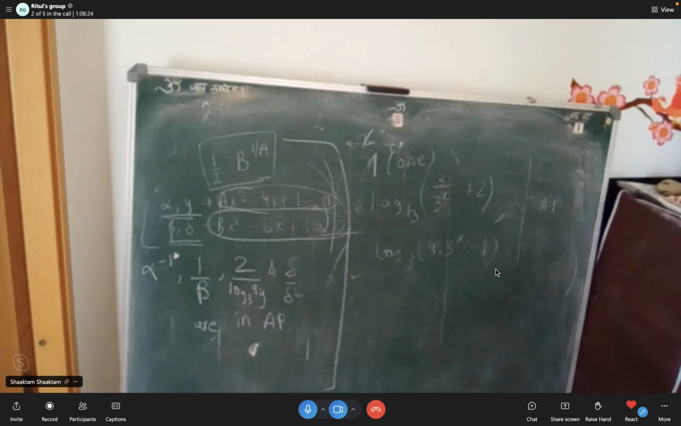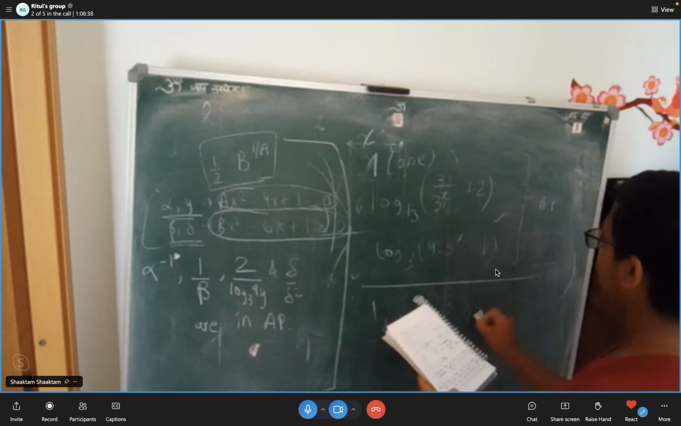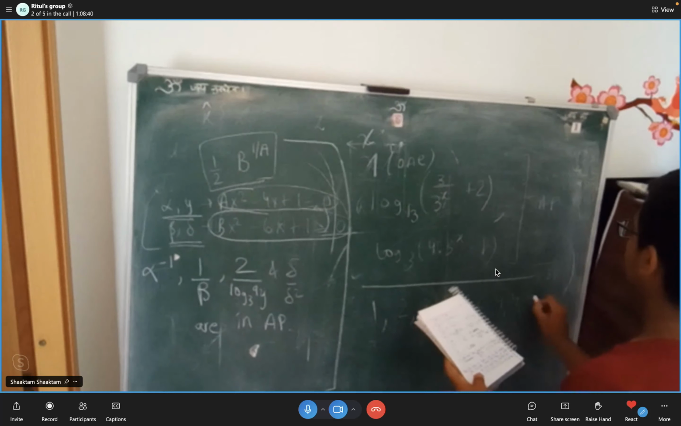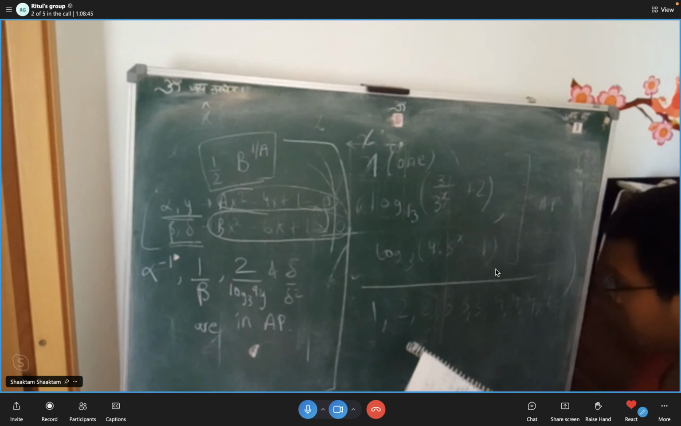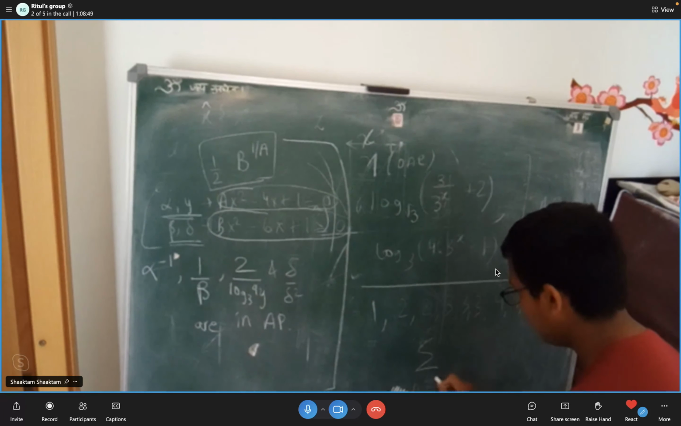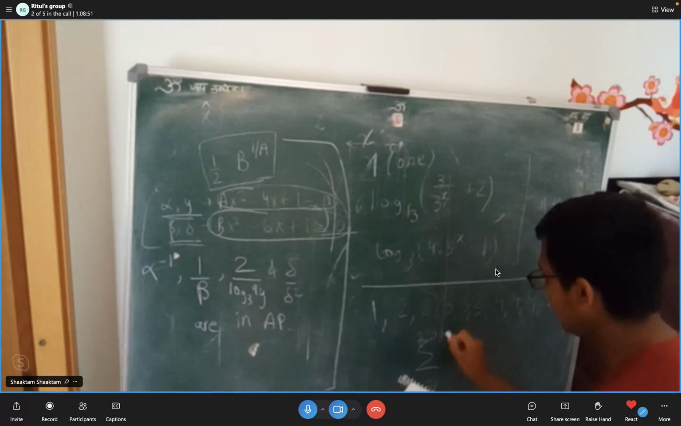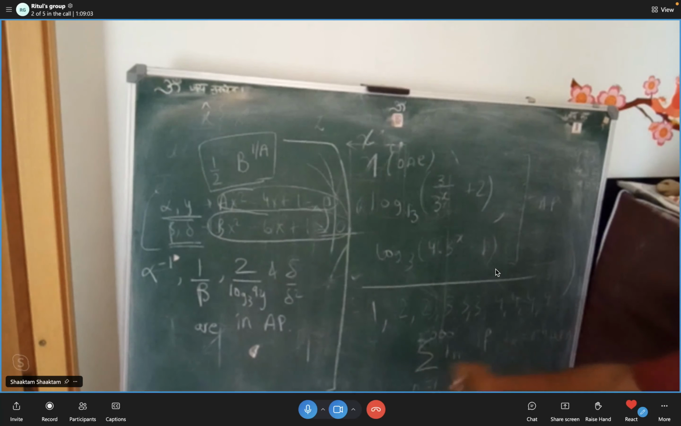Okay. We have the sequence 1, 2, 4, 4, 4, 4, 4, and so on. We need to find the summation of n equals 1 to 2000. And you have n. So simply it means that you need to find.